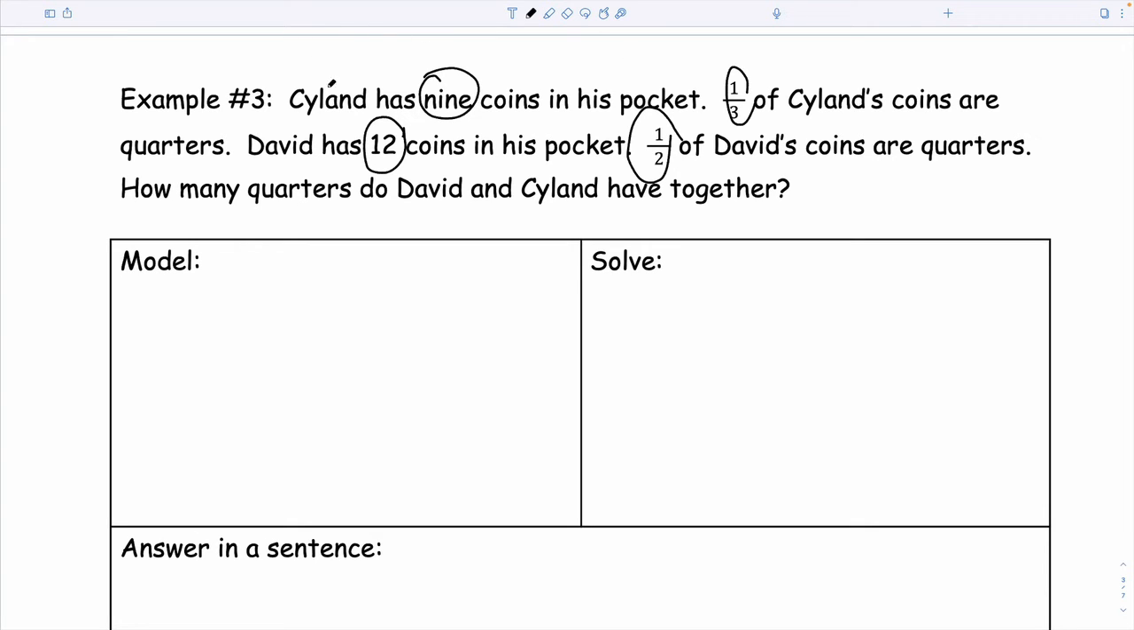Kylan has 9 coins in his pocket. 1/3 of Kylan's coins are quarters. David has 12 coins in his pocket. Half of David's coins are quarters. How many quarters do David and Kylan have together? Underline that part. What is different about this problem from example 1 or 2? Get ready to turn and talk for 20 seconds. What is different between example 3 and examples 1 and 2? There are a few differences. Turn and talk to your partner. Go.